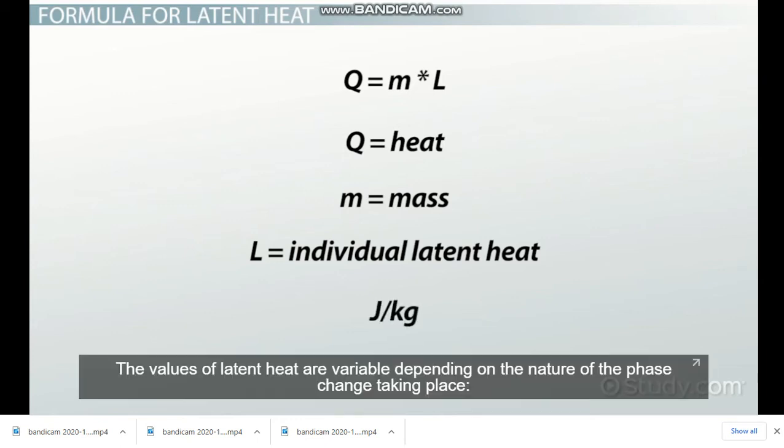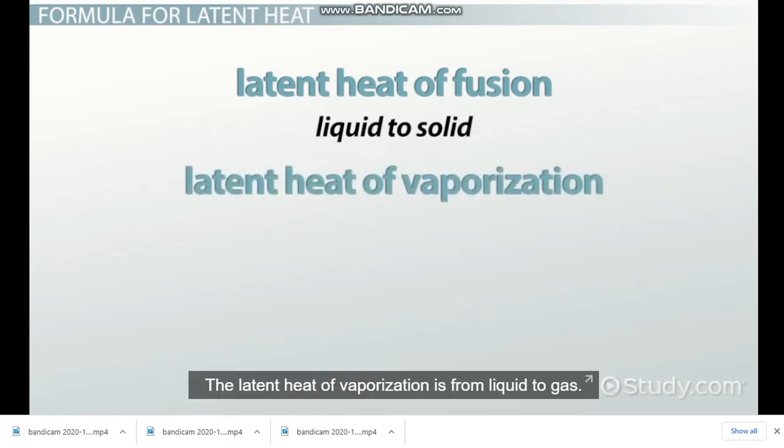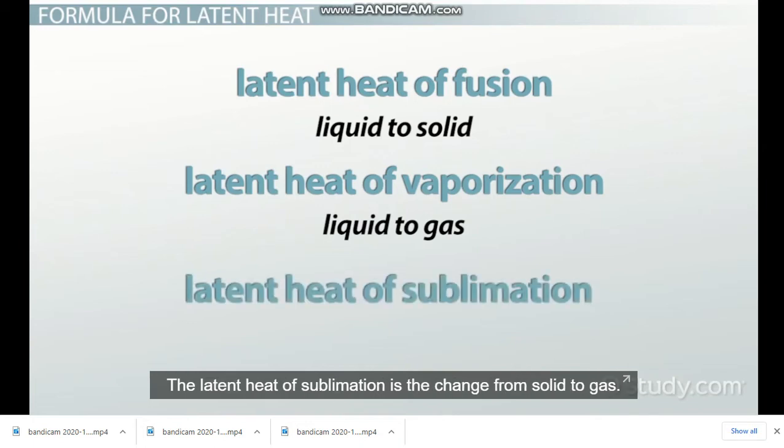The values of the latent heat are variable, depending on the nature of the phase change taking place. The latent heat of fusion is the change from liquid to solid. The latent heat of vaporization is from liquid to gas. The latent heat of sublimation is the change from solid to gas.